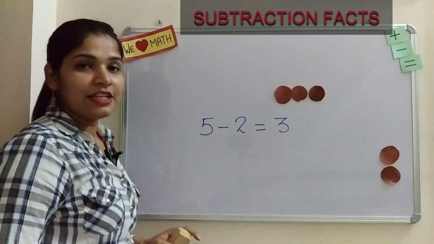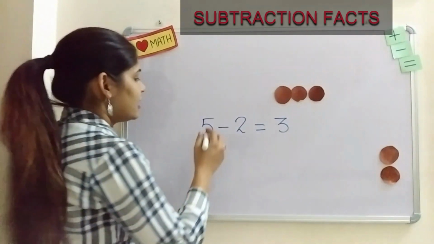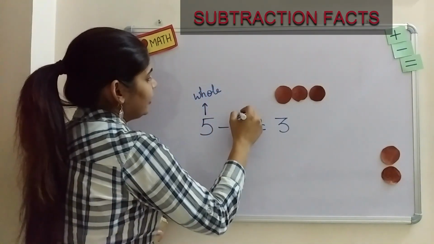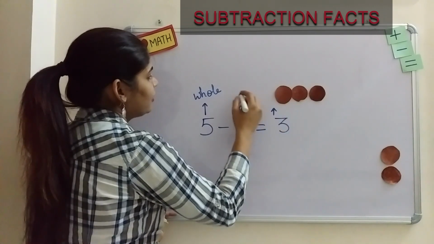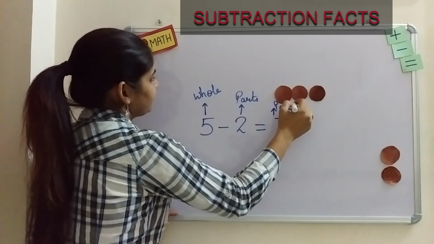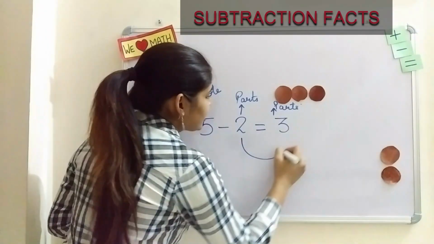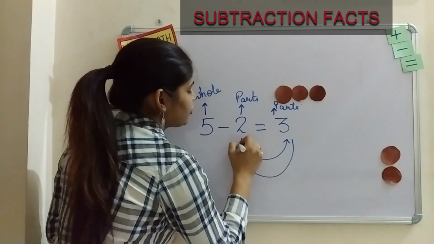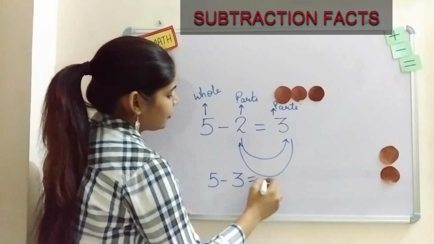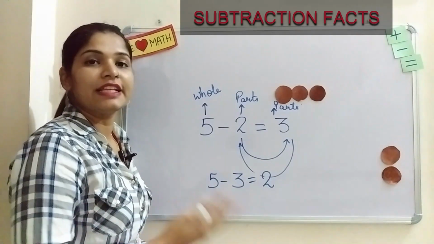So as you have seen children, here the positions of the part and whole are interchanged. 5 was the whole over here, and 2 and 3 were the parts. Same as before, we can change the position of the parts as well. Like 5 minus 3, it will be 2. That means if we take away 3 from 5, we will get 2.